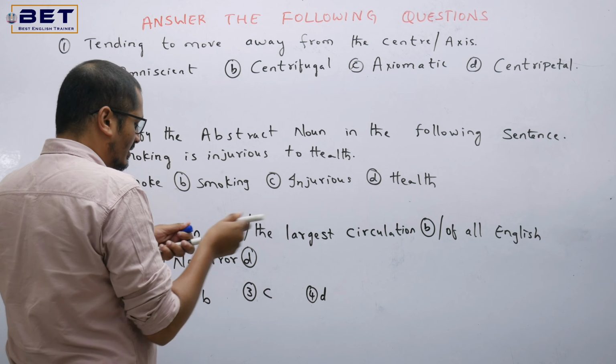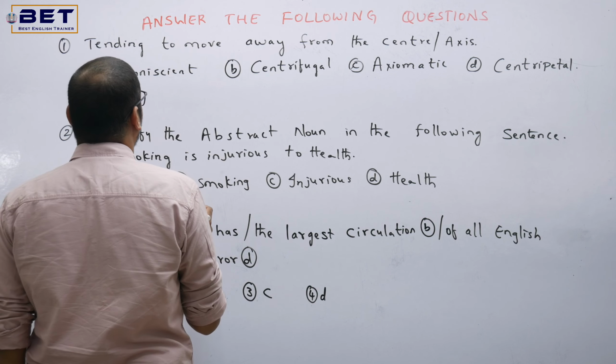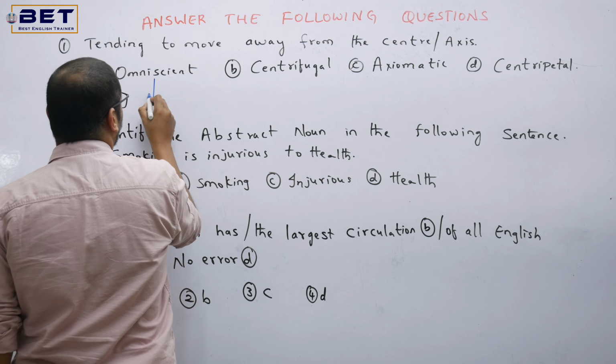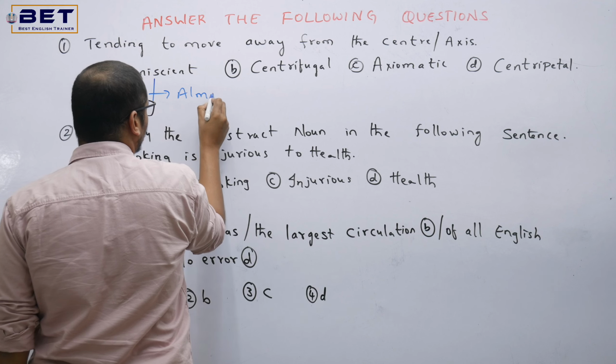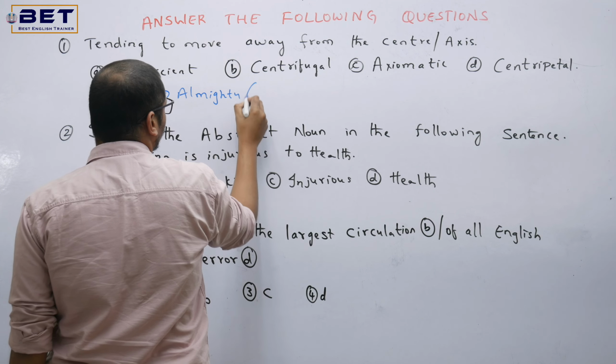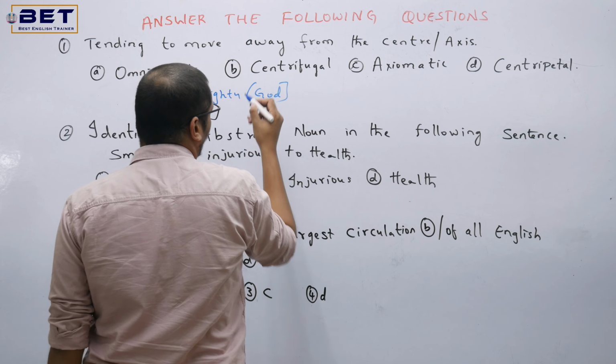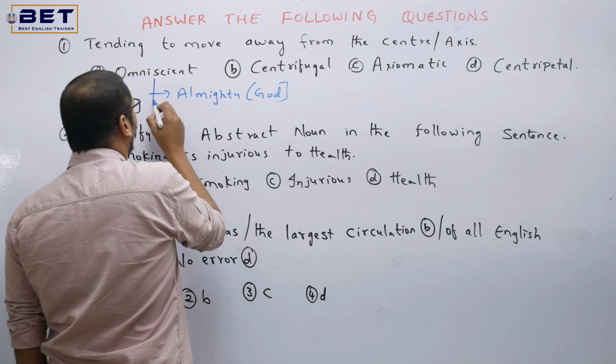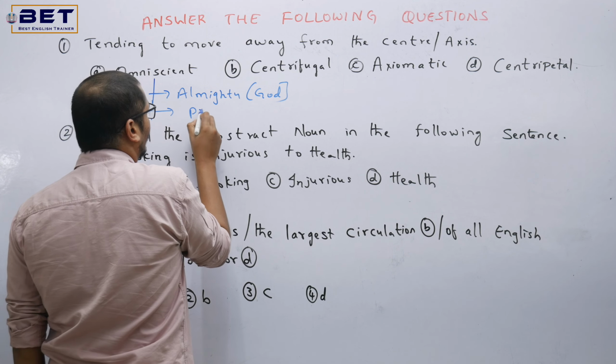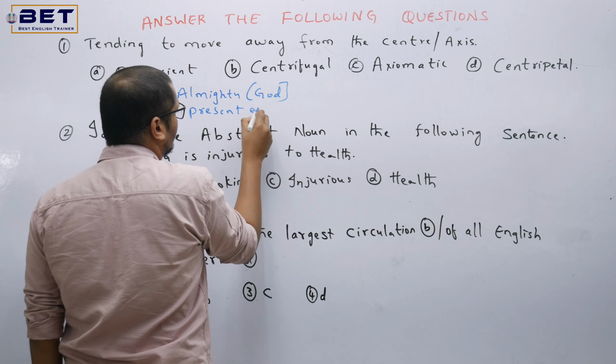Let's discuss. First one, omniscient. Now what is omniscient? It's altogether almighty. Who is almighty? Almighty is no one but God. Now the literal meaning of omniscient is present everywhere.